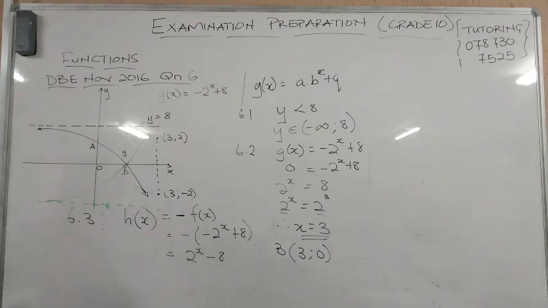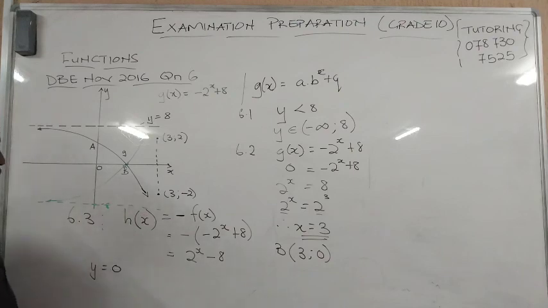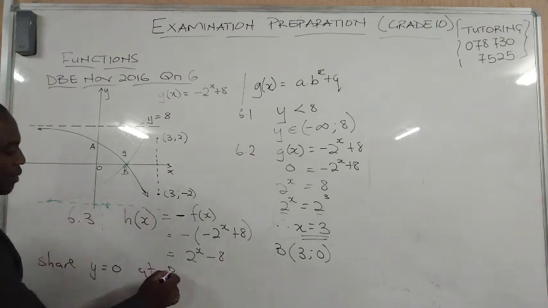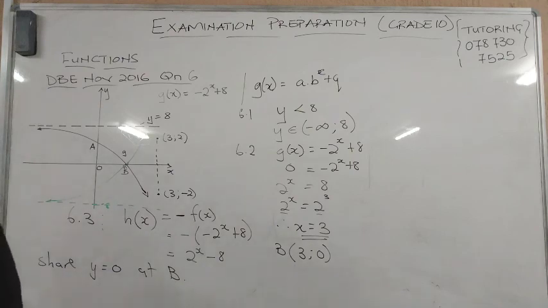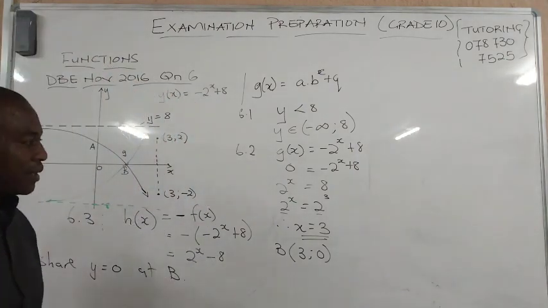So we can explain this by saying they share the y-coordinate, y equal to 0 at b. So using the y-coordinate on g of x and h of x is the same. So they share y equal to 0 at b. Alright, that's basically how you could have answered this question.